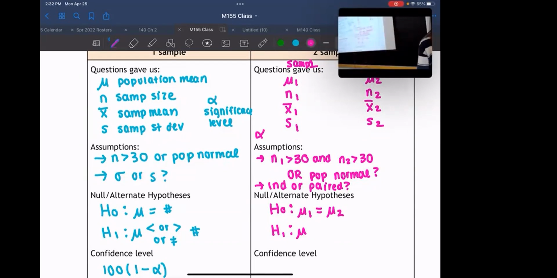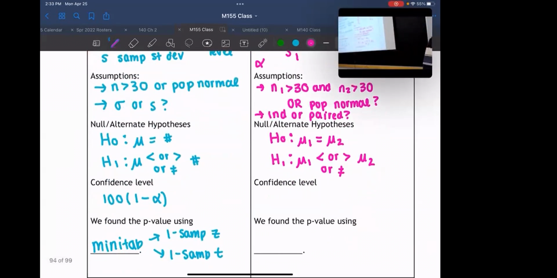The alternate hypothesis is very similar. We're not using an equal sign anymore. We're going to use a less than or greater than or not equal to sign, but we're still having mu1 being compared to mu2. We're trying to see if the population means are equal or not. Any questions with the null and alternate hypotheses?